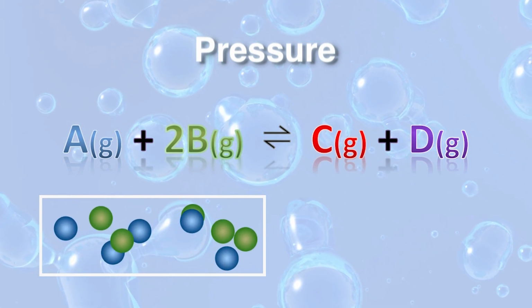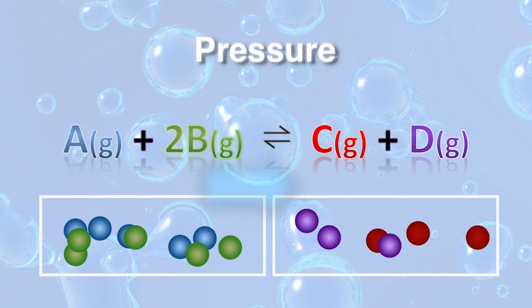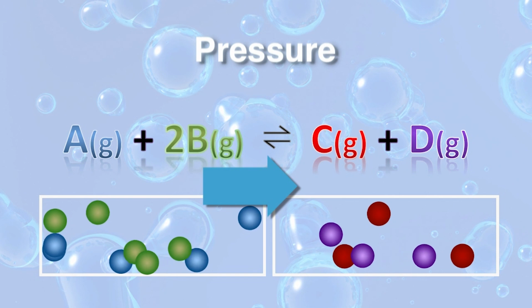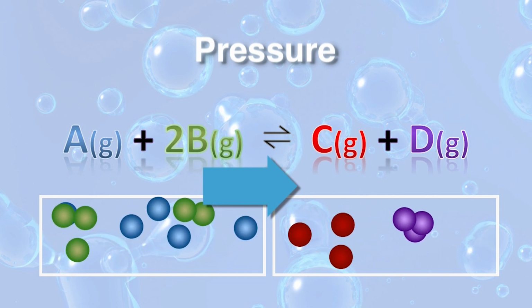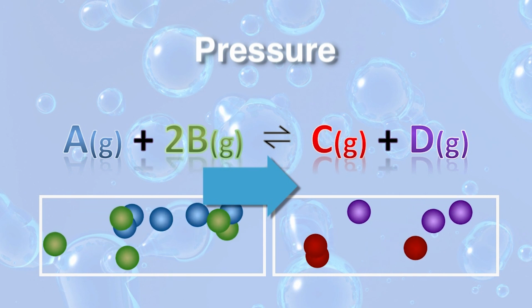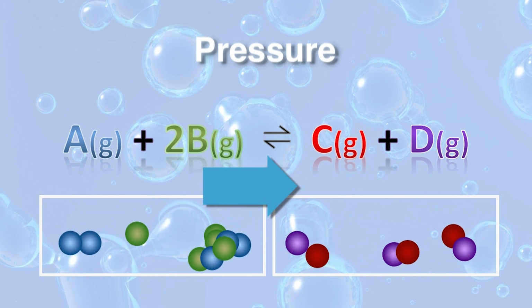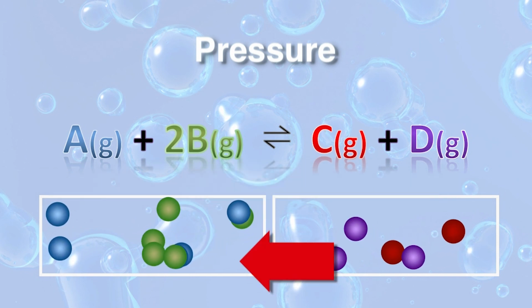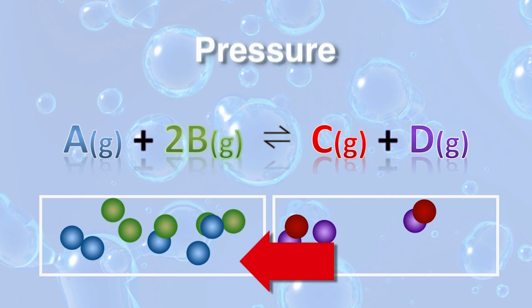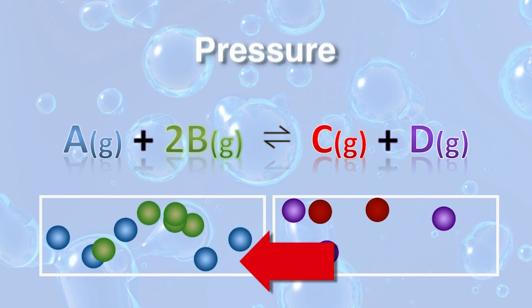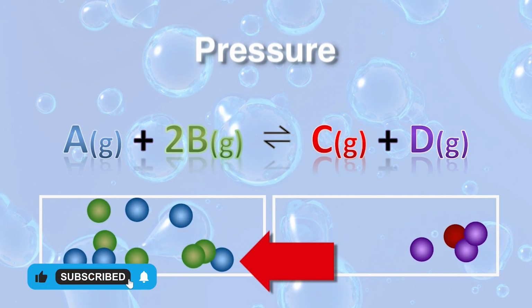And according to Le Chatelier's principle, if you increase the pressure, the reaction will respond by reducing it again. It can reduce the pressure by producing fewer molecules to hit the walls of the container, in this case by creating more C and D. And the opposite will happen if the pressure is decreased. The position of the equilibrium will shift to the side which produces the most molecules. In this case, to the left of the equilibrium sign.